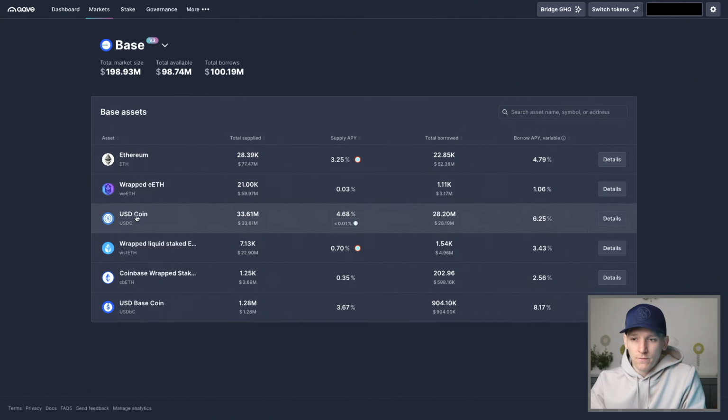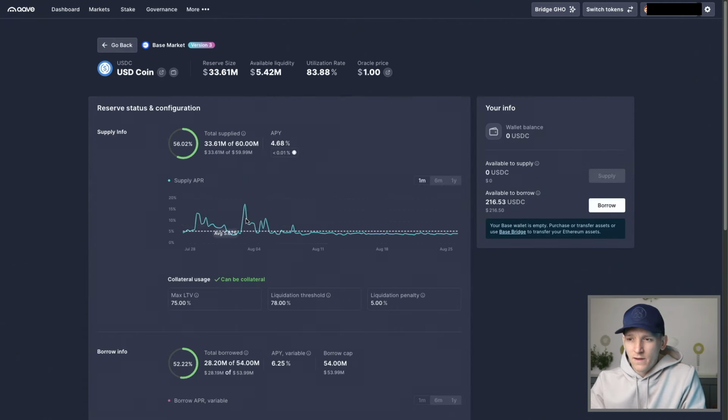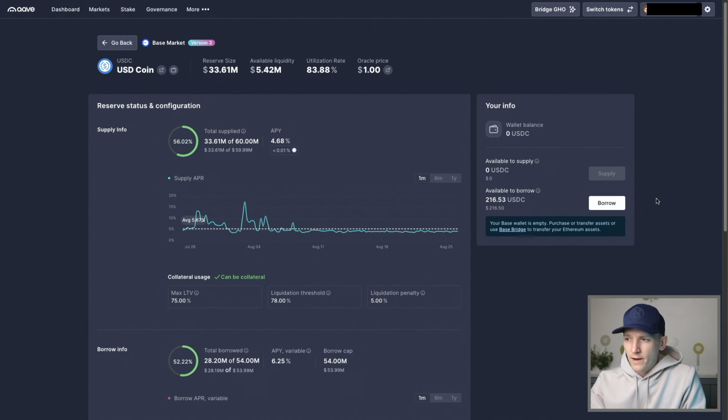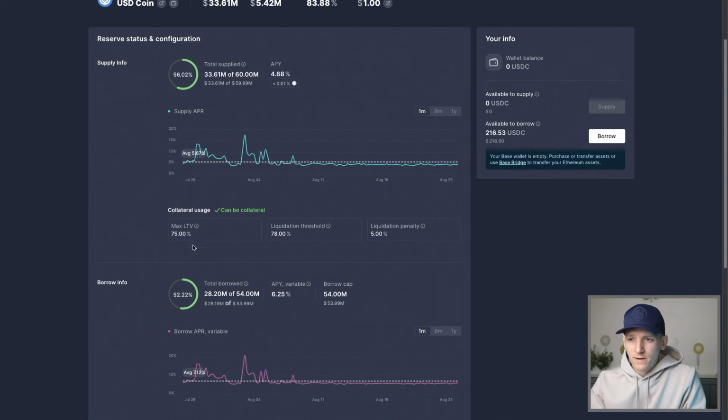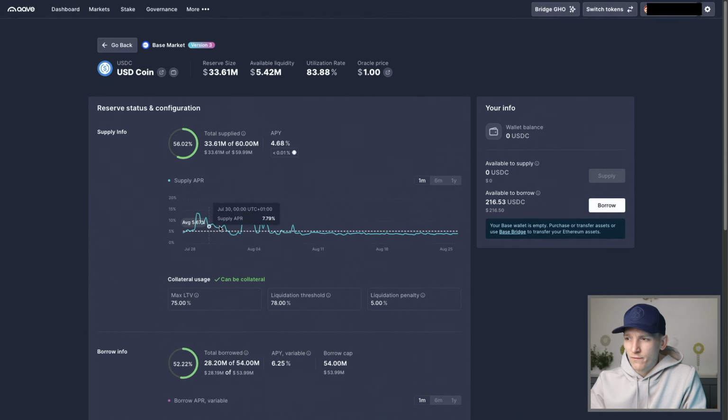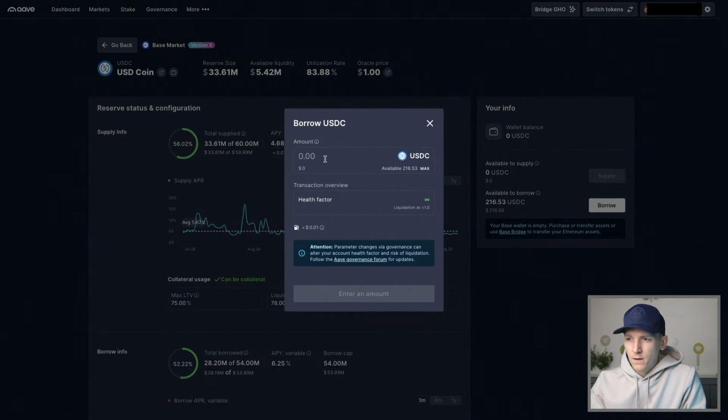Now let's go ahead and borrow some USDC against our Ethereum. So click on USD coin. This is a stable coin, one for one with the dollar. So we're borrowing dollars against our ETH essentially. On the right-hand side, we're going to click borrow. We can use ETH. The max loan to value is 75% right here. So press borrow. We're going to borrow $50 and the health factor is fine, so no problems.